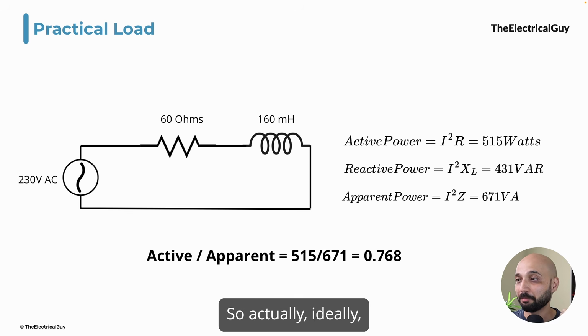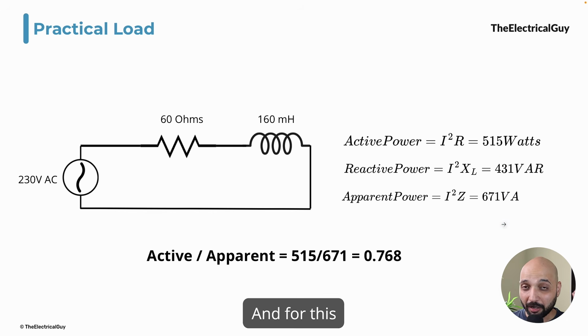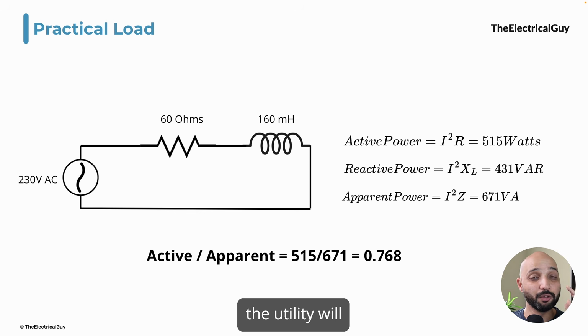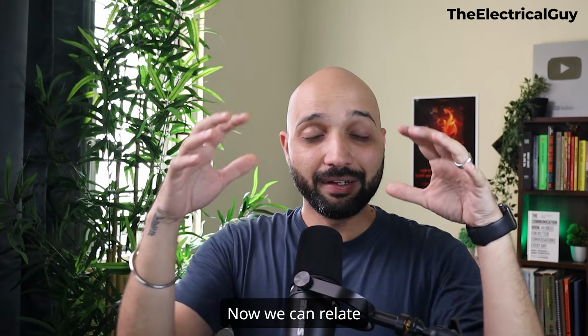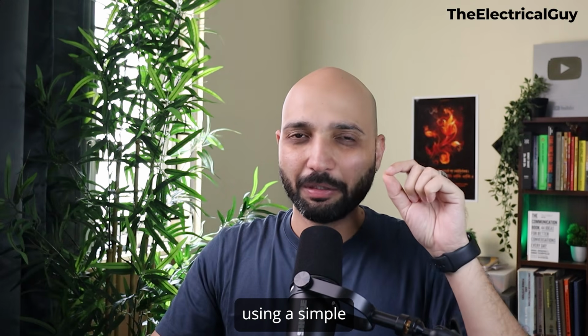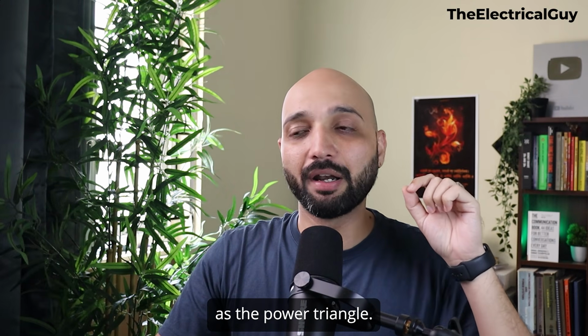So actually, ideally you should be consuming, let's say 515 watts, but you are consuming 671 volt ampere. And for this, the utility will penalize you. Why is that? We'll understand it in a few minutes. Now we can relate all these three powers using a simple triangle. It's called the power triangle.